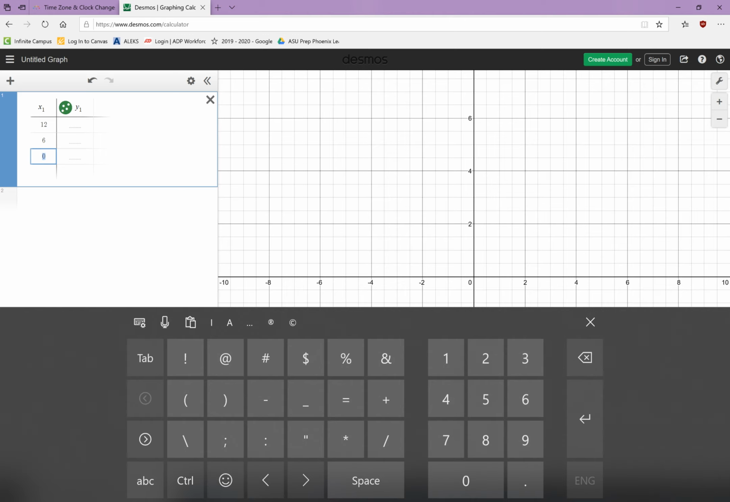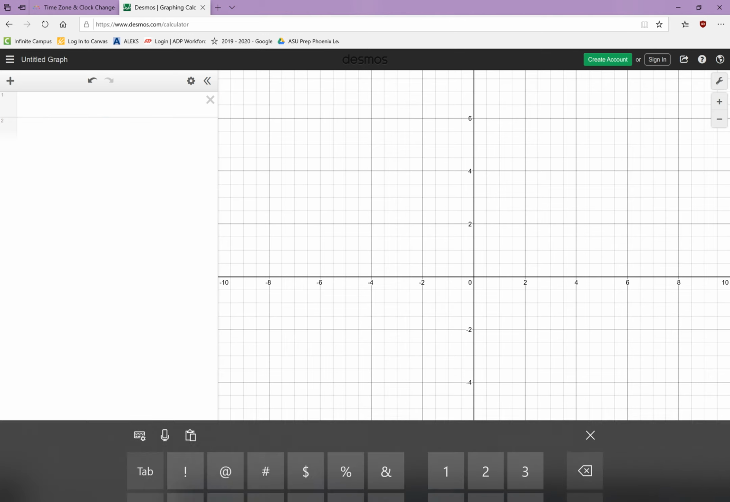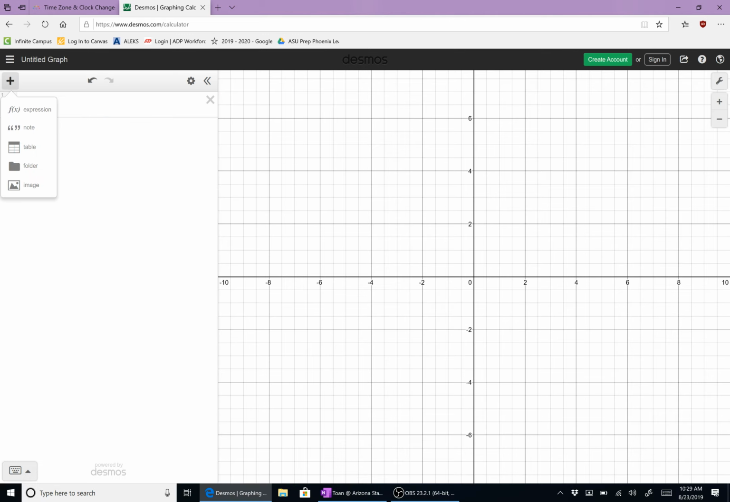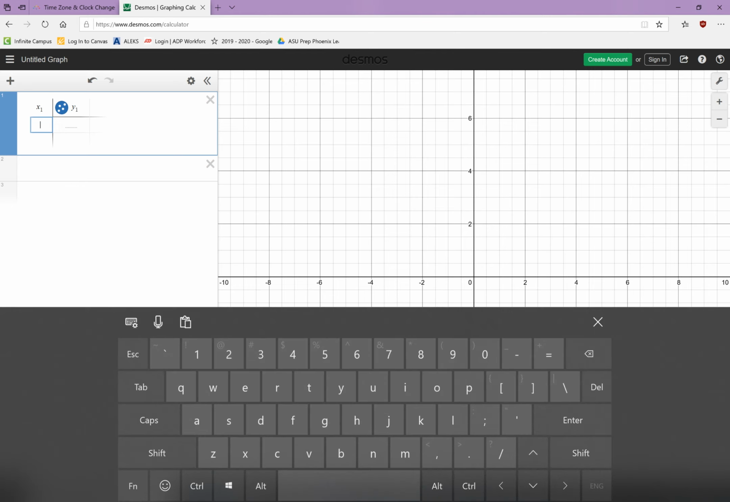So when you go into Desmos, the question was, how did I get this table? You're going to hit this plus sign in the top left corner, and you're going to hit add table. And then just go ahead and input your data. So I'll go ahead and input the same data, the age and the distance data.